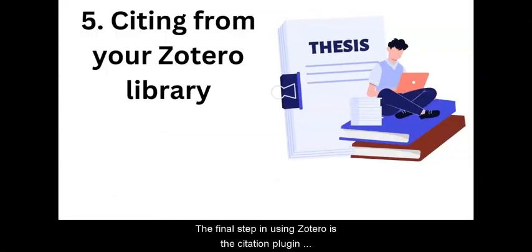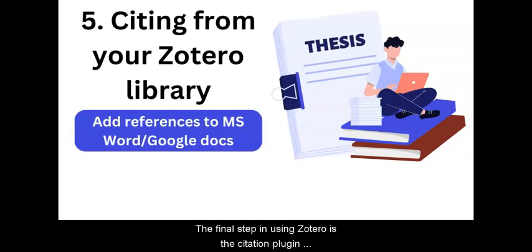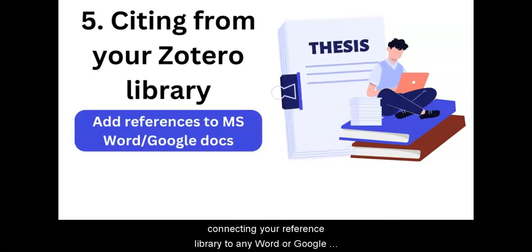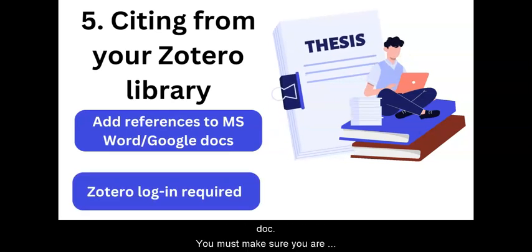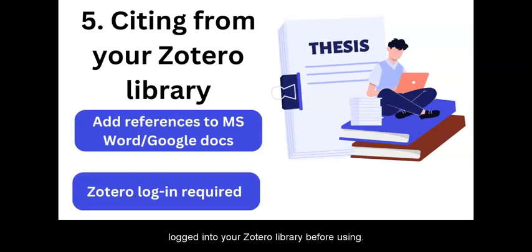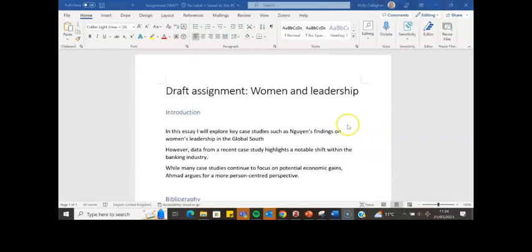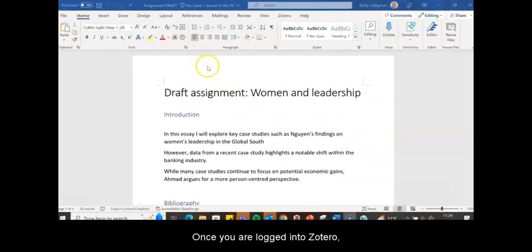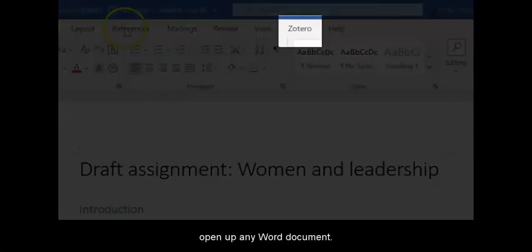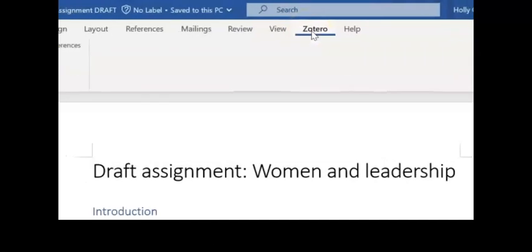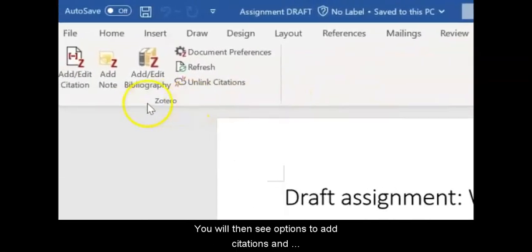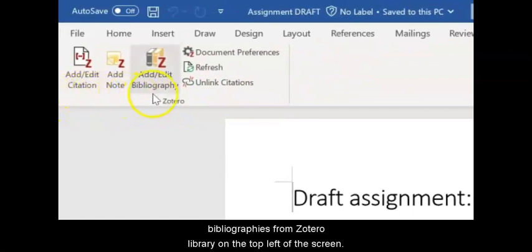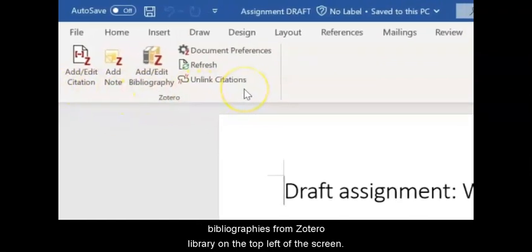The final step in using Zotero is the citation plugin, connecting your reference library to any Word or Google Doc. You must make sure you are logged into your Zotero library before using. Once you are logged into Zotero, open up any Word document. From the top toolbar, select Zotero. You will then see options to add citations and bibliographies from your Zotero library on the top left of the screen.